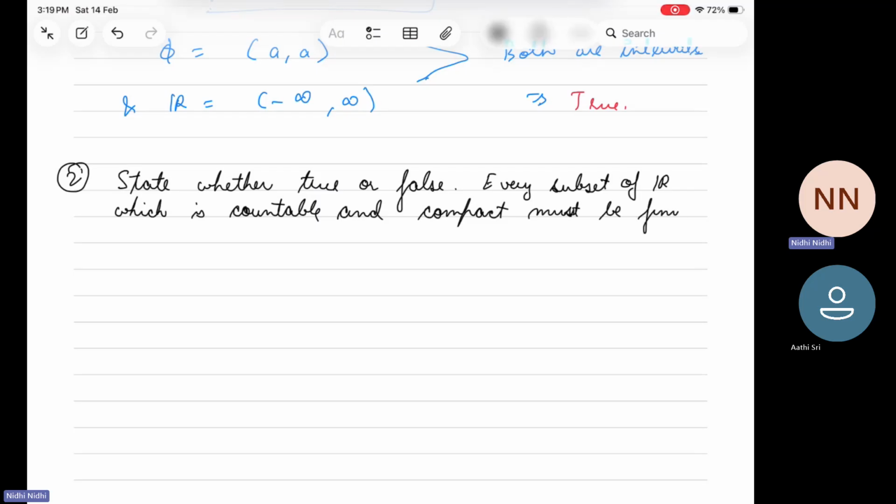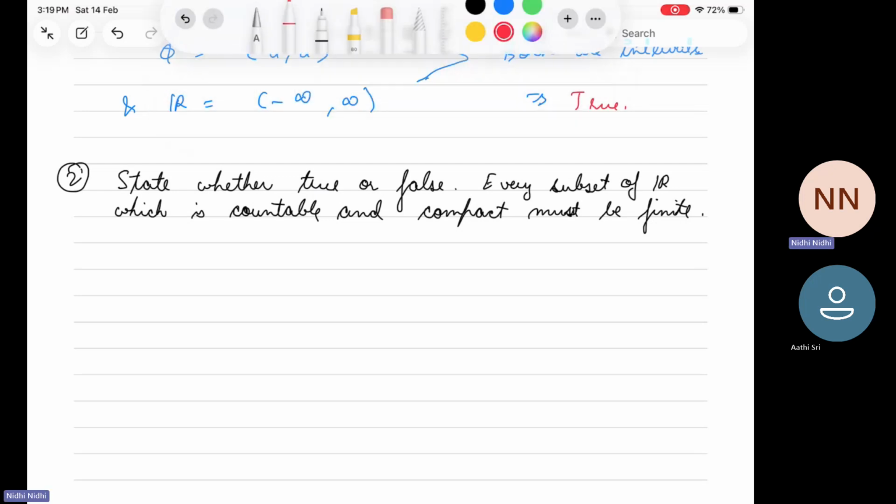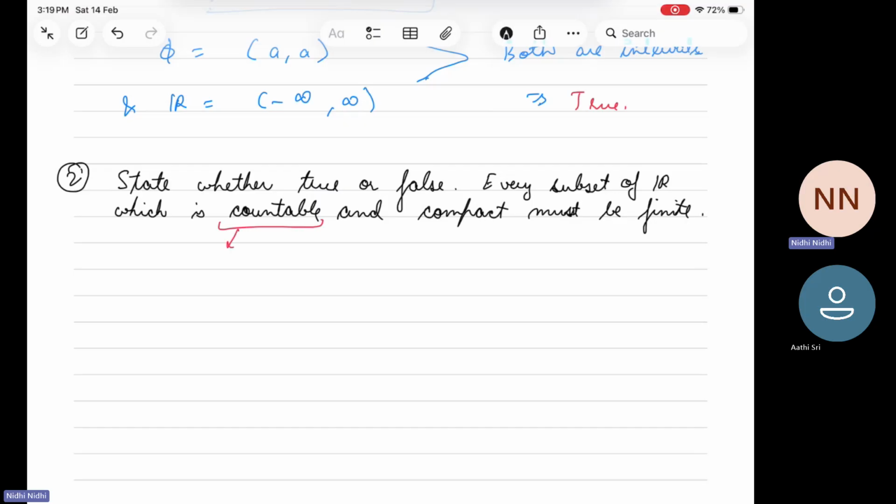So in order to solve this problem, basically in order to conclude whether this is true or false, one must be aware of the terms countable set and compact set. So in layman terms, countable set is a set whose elements can be enumerated. So basically if we can write A to be equal to some x1, x2, x3 and so on, basically, I can enumerate the elements of the set A, we call it countable. A is called countable.